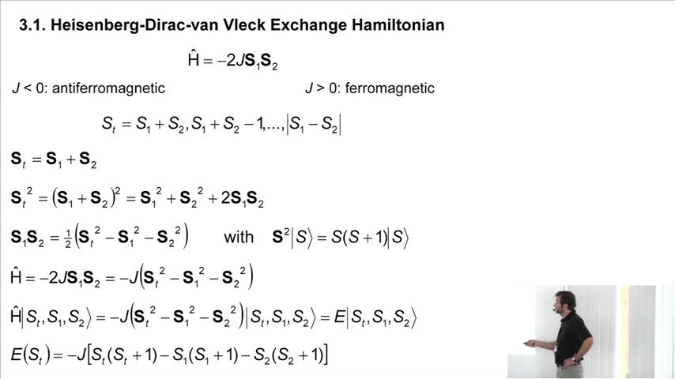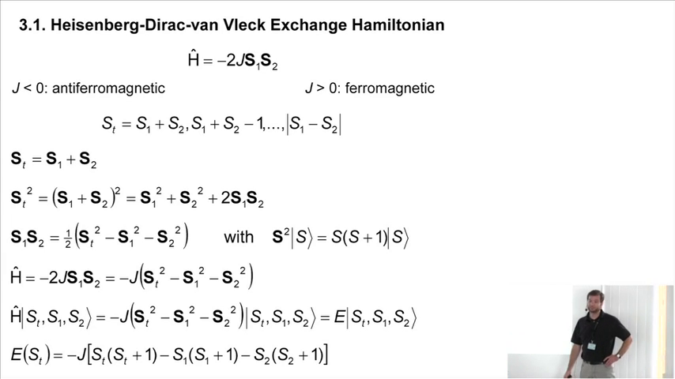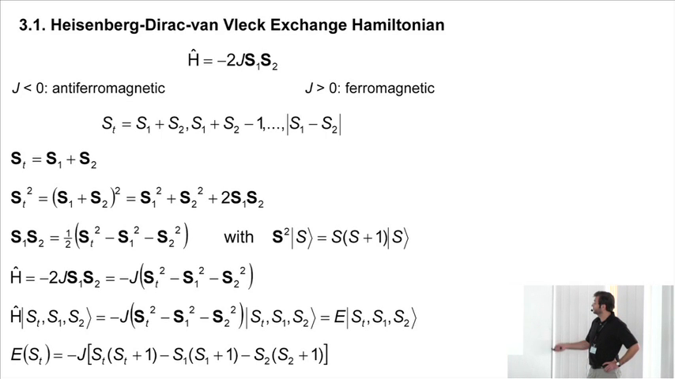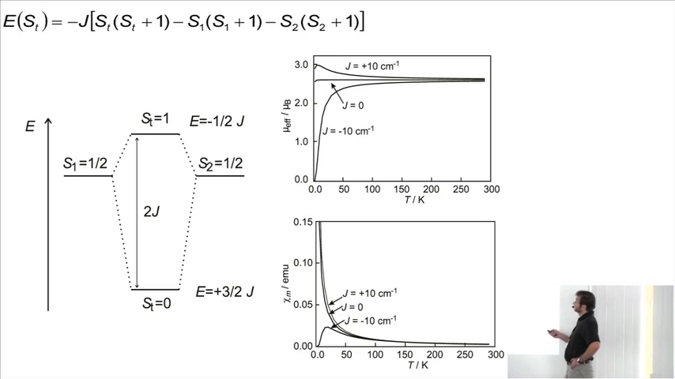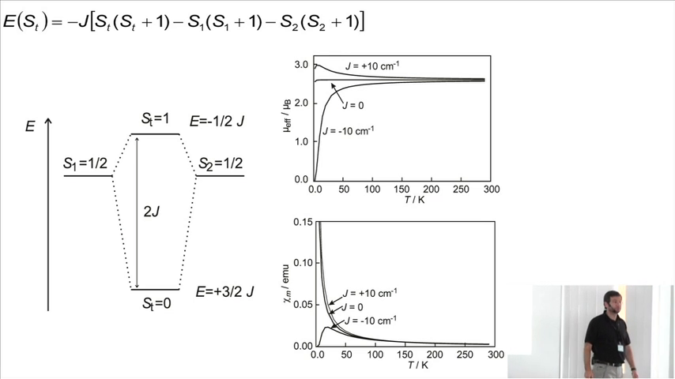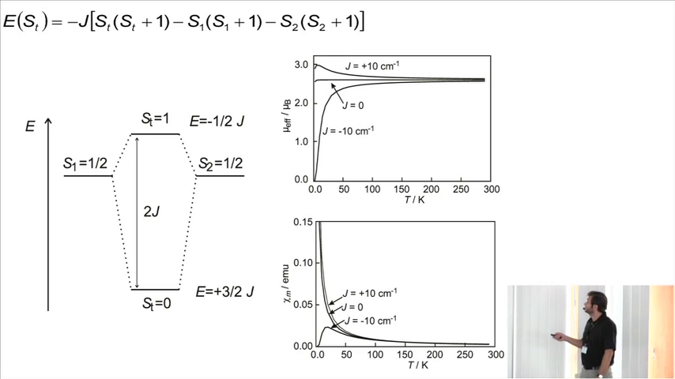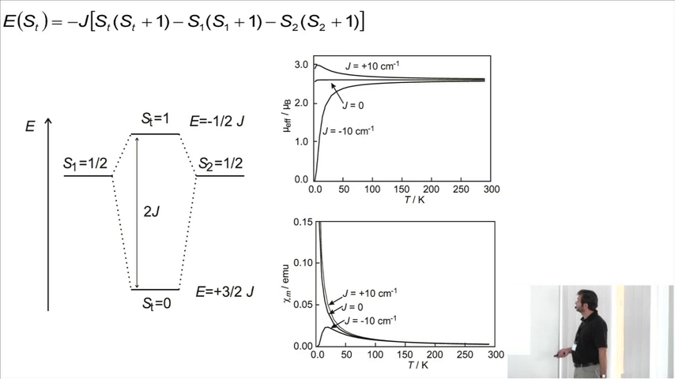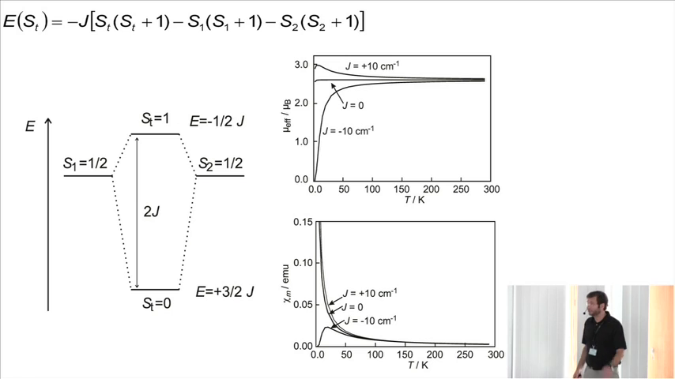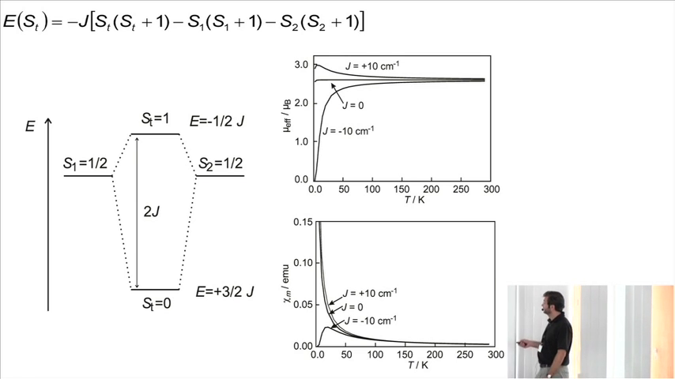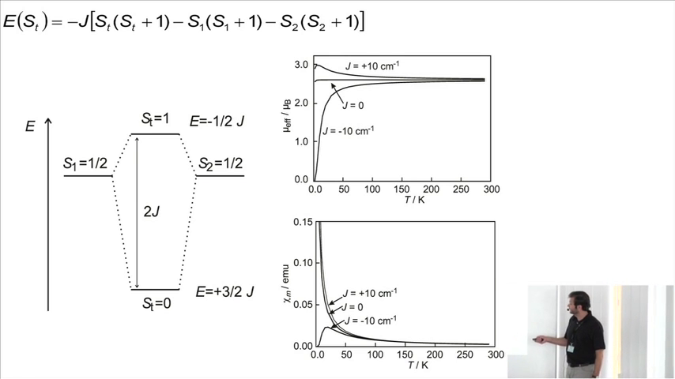This equation, this energy, is dependent on the total spin quantum number and the S1 and S2 quantum numbers. Very, very important equation. And this is now pictured for a copper dimer, for example. Spin 1 is 1/2, spin 2 is 1/2, and we assume that the coupling is, as it is in 99% of the cases, antiferromagnetic. So we have an S equals 0 ground state.